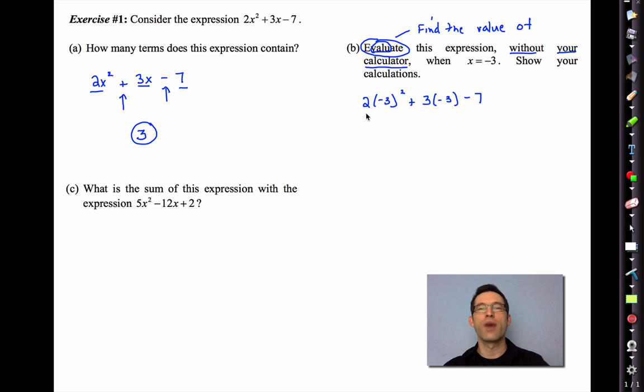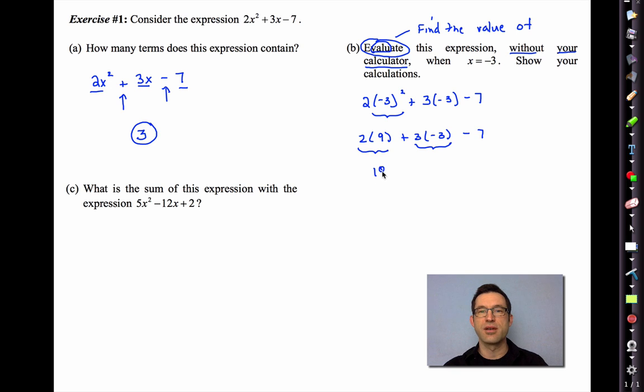Now remember, my order of operations insists that I do this exponent first. So a negative times a negative, as we all know, is a positive. So -3 times -3, positive 9. I'm going to leave the rest of it unevaluated for right now, and then we'll go back. In order of operations, then these two products will come next. These two multiplications will come next.